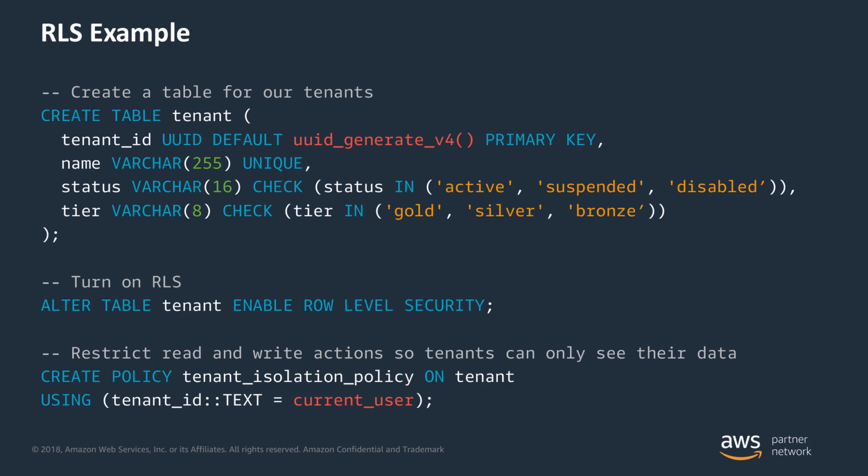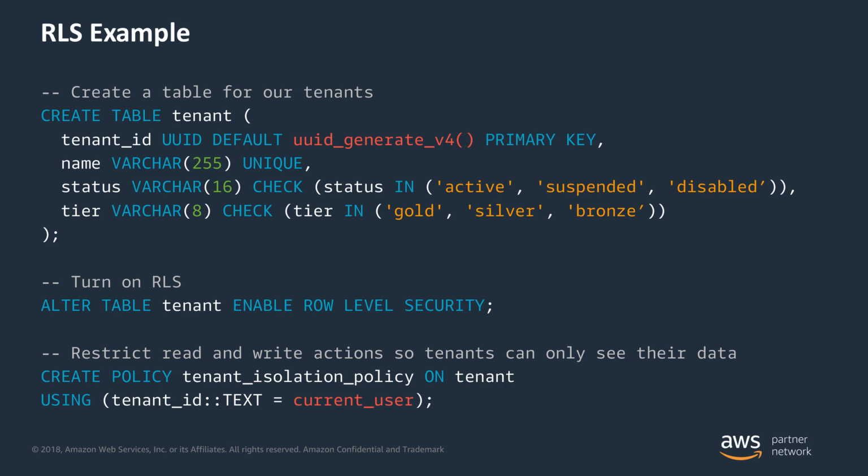Once I've enabled row level security, I can create a policy on a given table. Here I'm going to create a policy and give it the name tenant isolation policy, and I'm going to apply that policy to my tenant table. Then here's my using clause, and these are the rules that return a Boolean that tells the database engine, tells Postgres, whether to consider a given row for a given query. Here I'm saying that I want the value of the tenant ID column in the table to equal the current user that is logged in to the database.